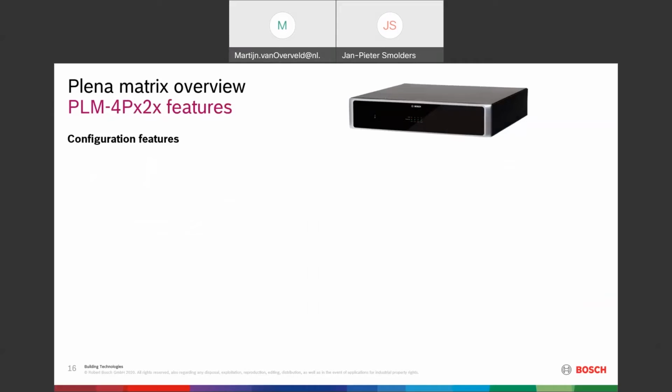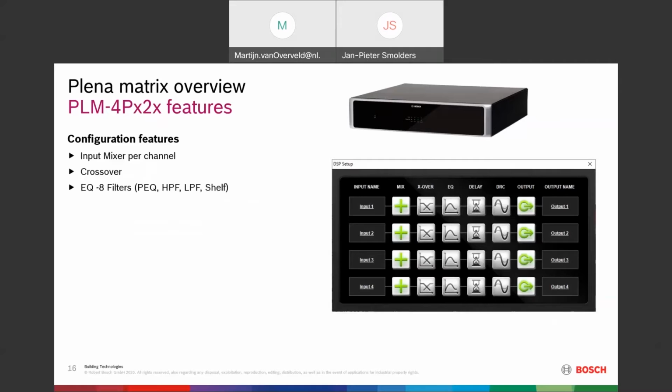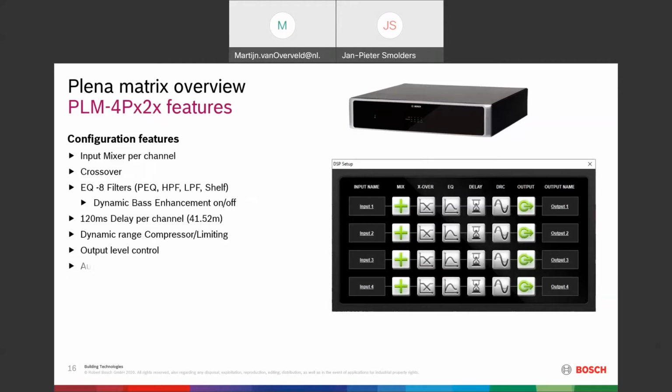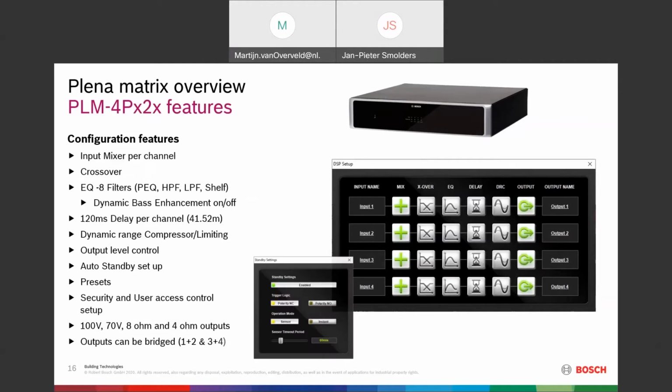Then if you look at the amplifier, basically we have some DSP inside there as well. If you log in with your PC, you will see the DSP setup like it's popping up over here on this picture. What you can do, you can mix each input. So you have 4 inputs. You can mix each input to each output, if you like. So you just click on this sign over here. You can then assign it to each output.